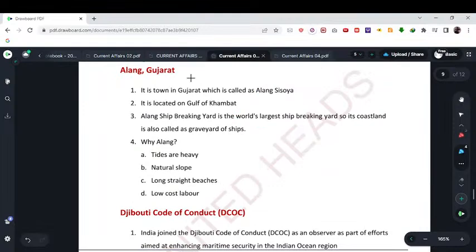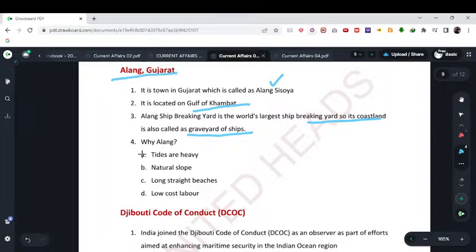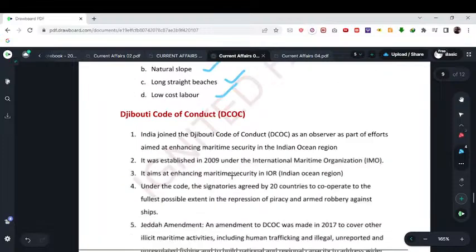Now Alang, the city, is also called Alang Sosiya. It is located on the Gulf of Khambhat. Alang shipbreaking yard is the world's largest shipbreaking yard. It is also known as the graveyard of ships. So if an MCQ comes, which town or which place is known as the graveyard of ships? It is Alang in Gujarat. Now why Alang? The tides are heavy, there is natural slope, long straight beaches and low cost labor.